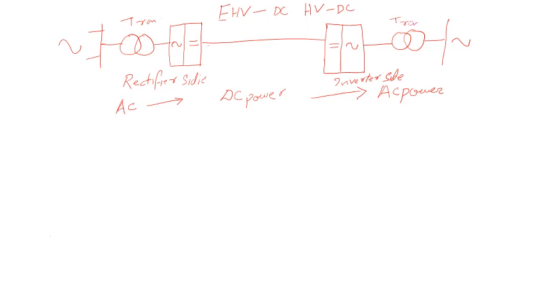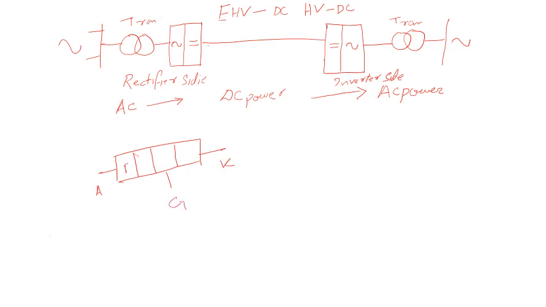Now how can we convert our AC to DC? By using a rectifier. A rectifier consists of thyristors, which you have learned about. What is a thyristor? Three terminals and four layers, right? So your anode, your cathode, and your gate.